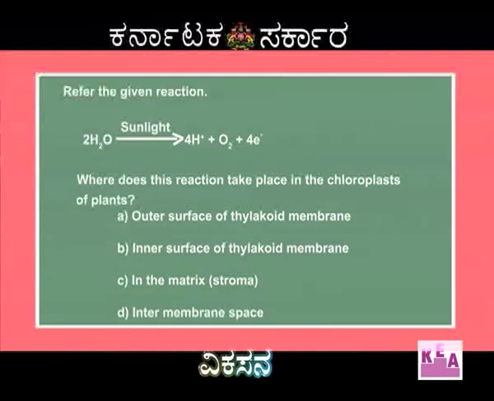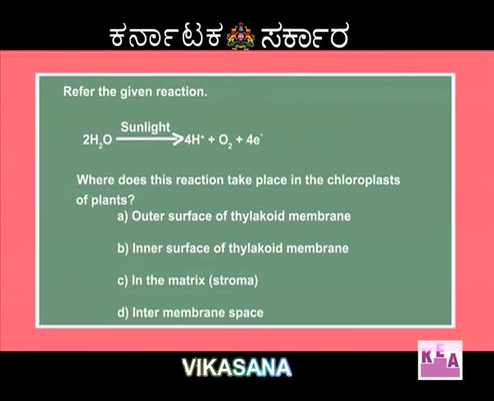Now the next question is, refer the given reaction. 2H2O in presence of sunlight produces 4H+ plus oxygen plus 4 electrons. Where does this reaction take place in the chloroplast of plants? Options are option A, outer surface of the thylakoid membrane, option B, inner surface of the thylakoid membrane, option C, in the matrix or stroma, option D, intermembrane space.